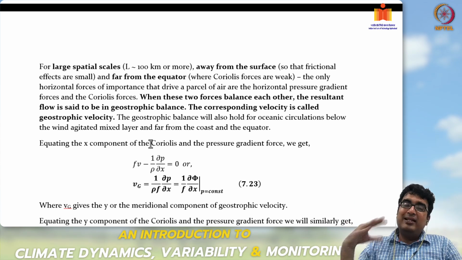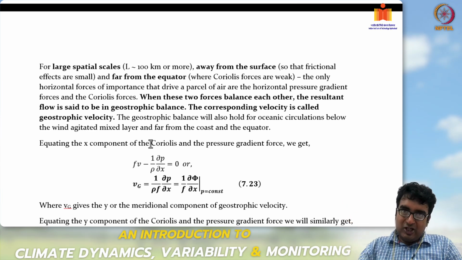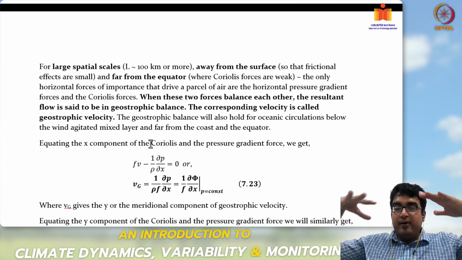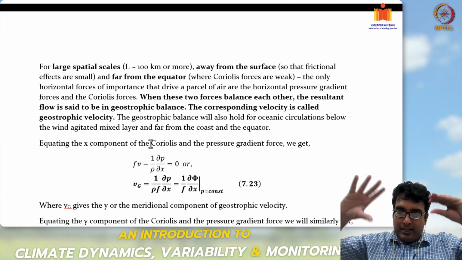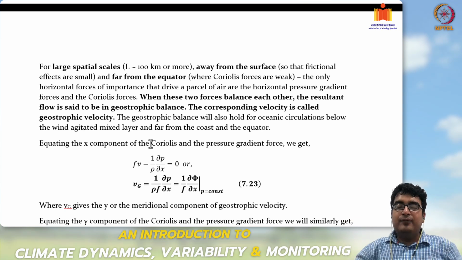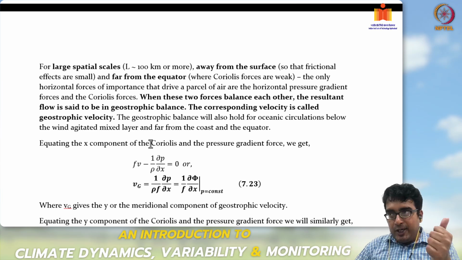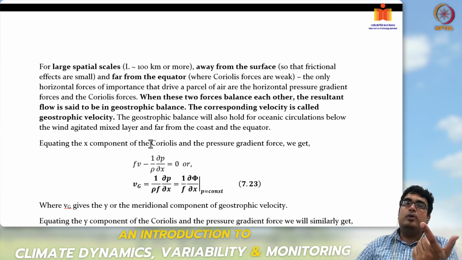So even in the oceans, away from the coastlines where frictional forces are strong, and away from the surface where there is a drag force from the wind, down below the initial wind driven layer of the ocean, geostrophic balance is also satisfied. So this is an expression that works both for oceanic circulation and wind circulations.